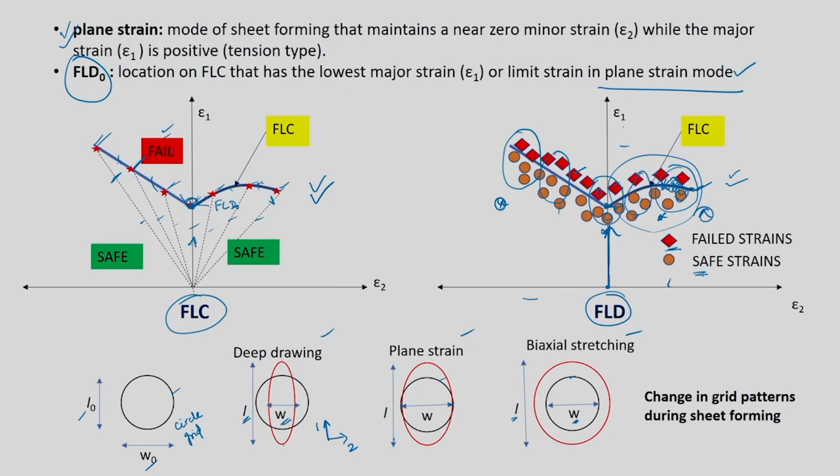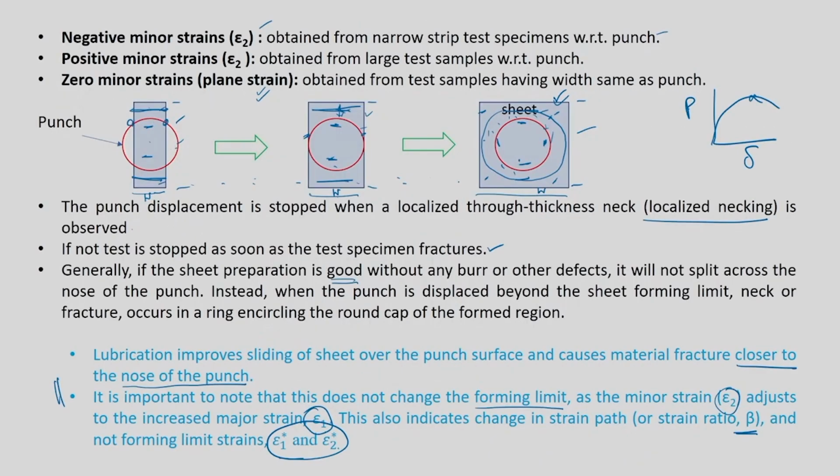So instead of reaching a forming limit curve here, it will reach a forming limit curve here, but the forming limit curve will remain the same. The only thing is there will be a slight change in the limit strain values. That's why it is said that these two strains get adjusted: the minor strain epsilon 2 adjusts to the increased major strain, but it will reach the same forming limit curve of that particular material.